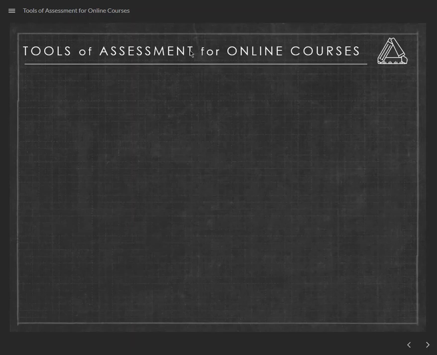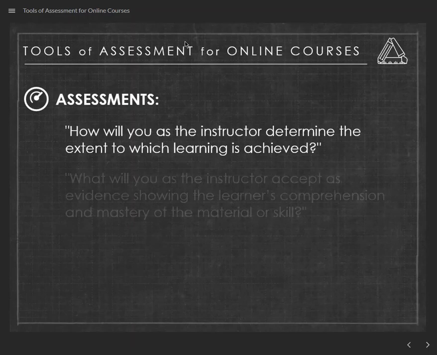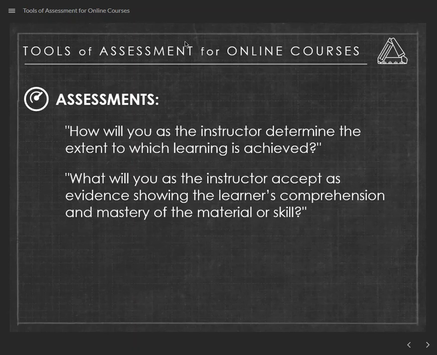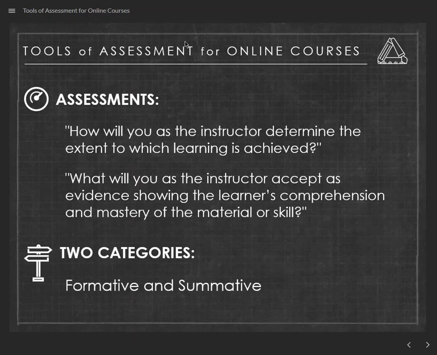When we think about tools of assessment for online learning, we ask ourselves, how will you as the instructor determine the extent to which learning is achieved? Or another way to put it is, what will you as the instructor accept as evidence showing the learner's comprehension and mastery of the material, or mastery of the skill? So when we think about assessments, we're really talking about two big categories, formative and summative. What's the difference between formative and summative?